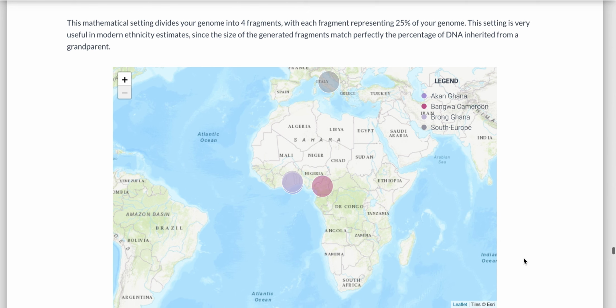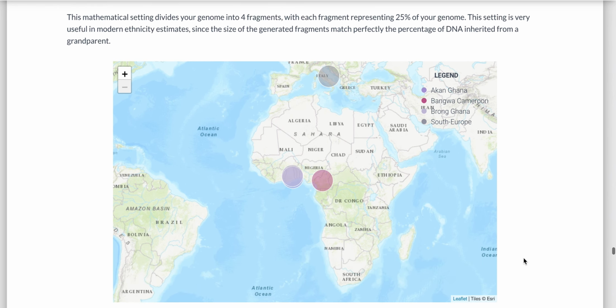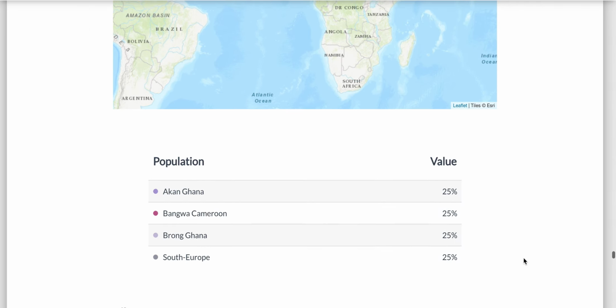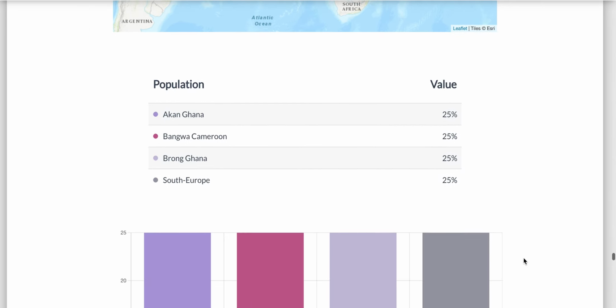Okay, so the fourth test run is 4 fragments. This is 25% of my genome, which is my grandparents. So that breakdown is Akan, Ghana, Bangwa, Cameroon, Brong, Ghana, and South Europe. And that's the breakdown there for that. The Akan, Ghana, and the Brong, Ghana is on my mom's side, and my dad's side is the Bangwa, Cameroon, and South Europe.